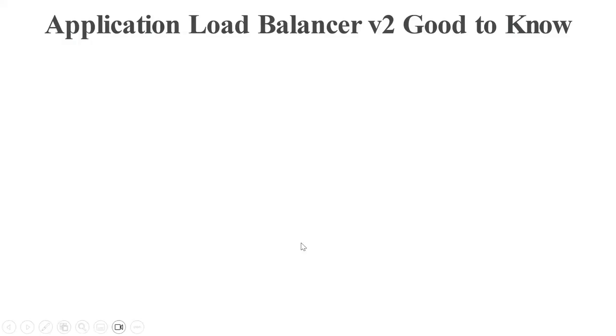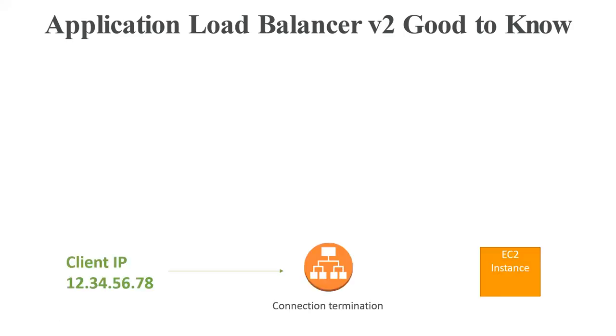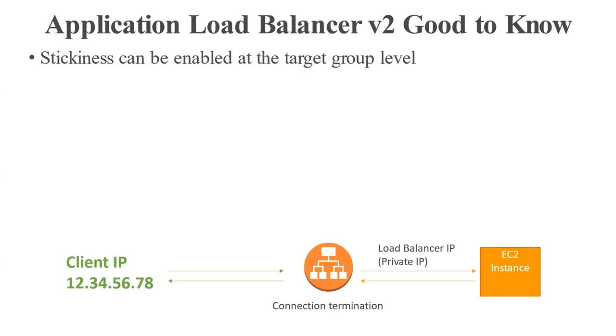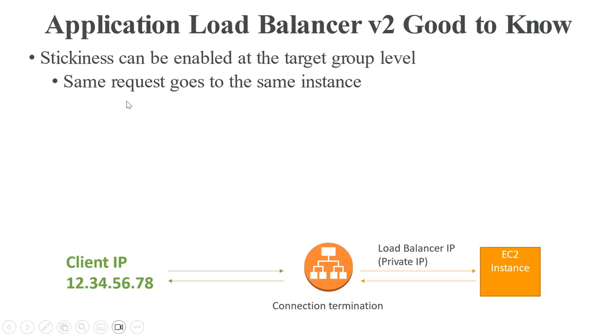For the same subsequent requests and responses, we can enable stickiness at the target group level. This is not at the load balancer; this property is available at the target group level. The same user's request goes to the same instance, and that saves a lot of time loading the user session data.